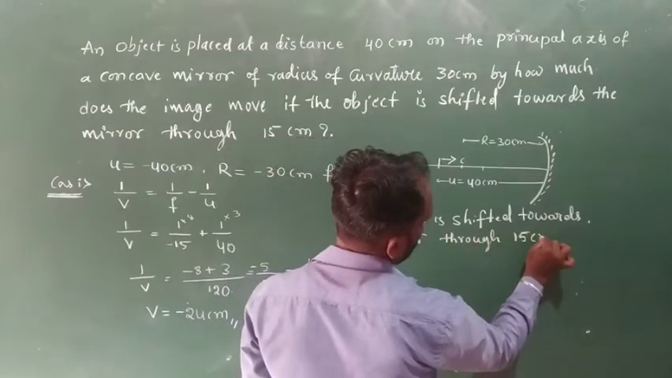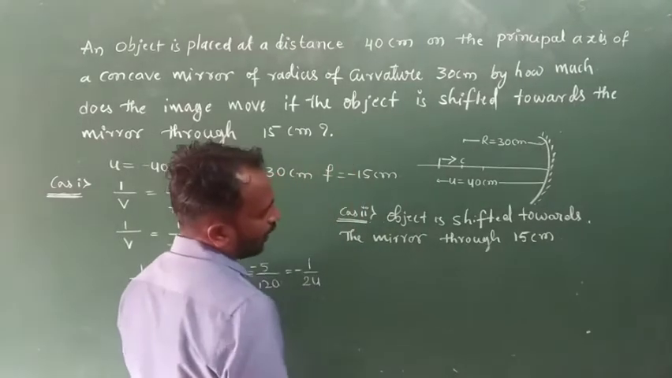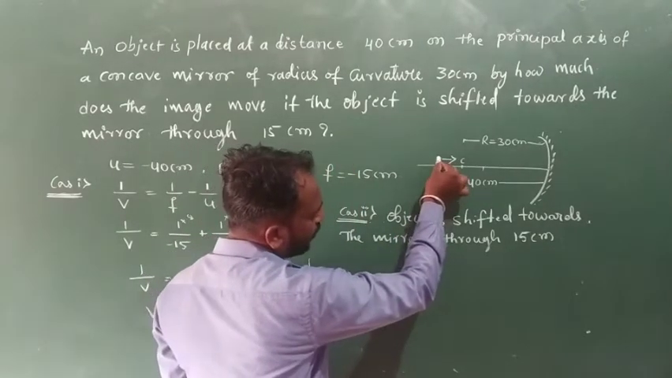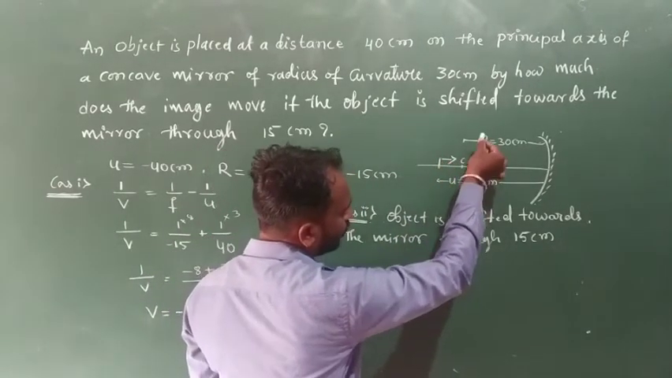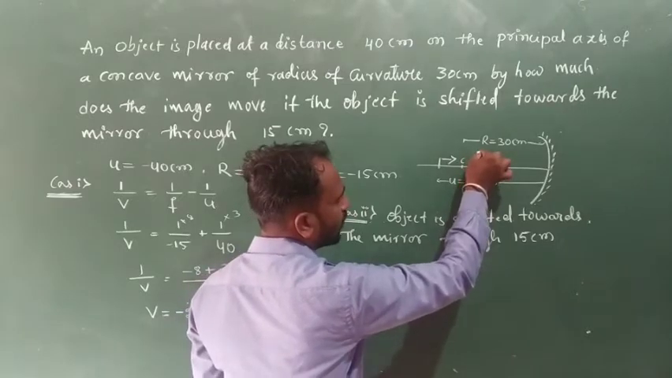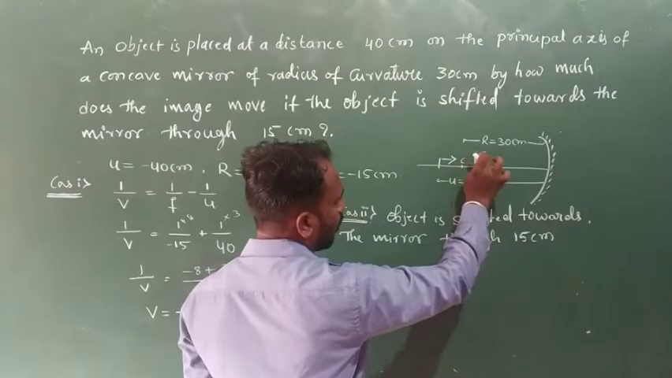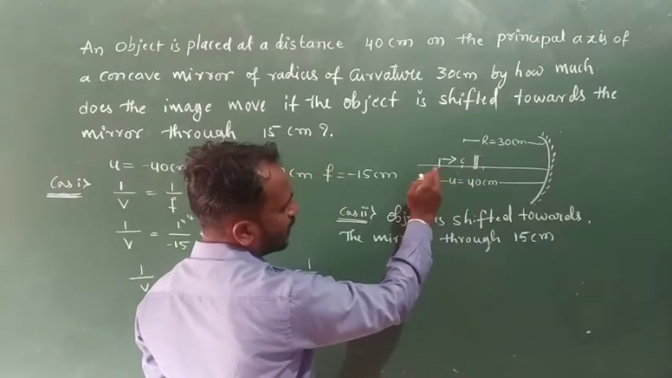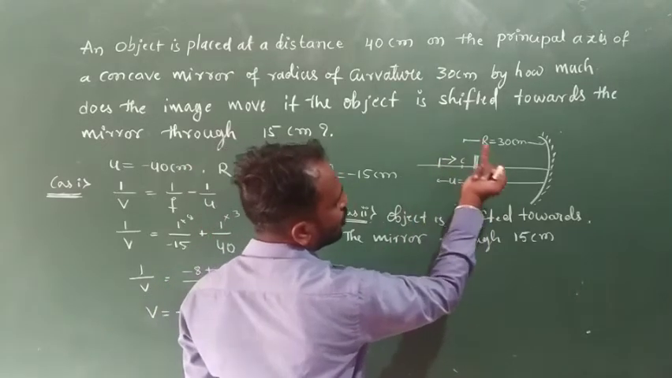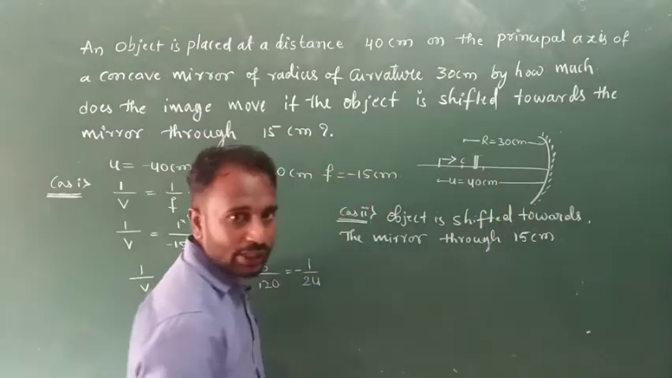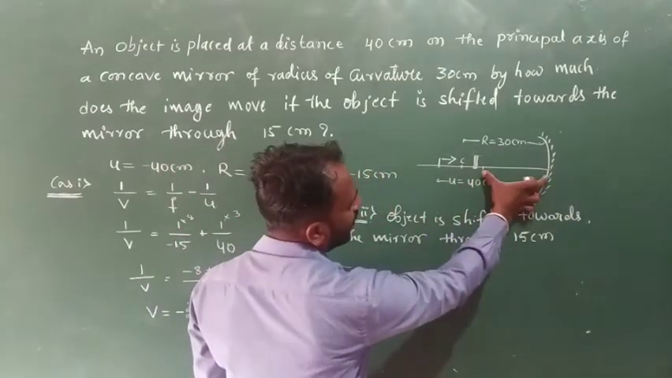The object shifted towards the mirror through 15 centimeter. Here we consider an object, for example, this one is an object. Initially, this one is the object position. When it starts to shift towards the mirror, it means the object distance decreases.